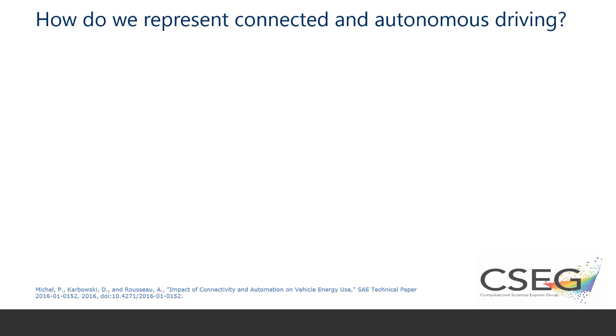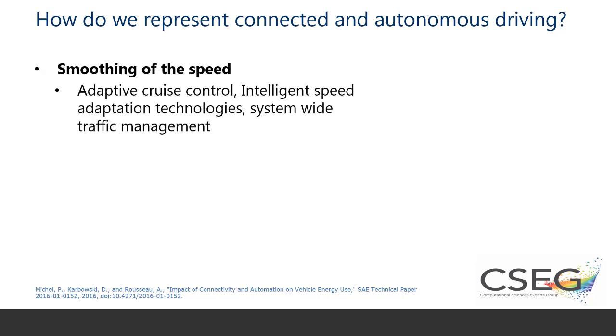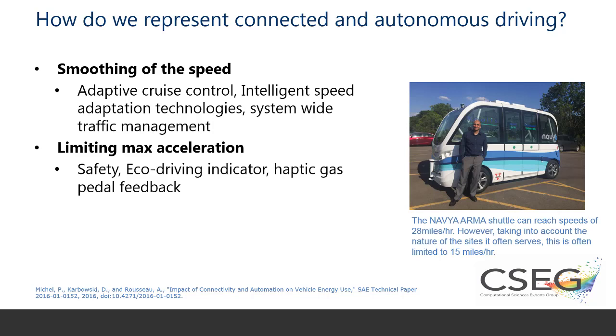So the first question is, how do we represent connected and autonomous driving? There are three key things that we considered. The first thing was smoothing of the speed. So with adaptive cruise control and intelligent speed adaptation technologies, we would expect that the driving profile would be a bit smoother than the current driving profile. So that's thing number one. The second thing to look at was limiting maximum acceleration. And this is either perhaps due to safety or for eco-driving. The maximum acceleration of the vehicle will likely be limited.